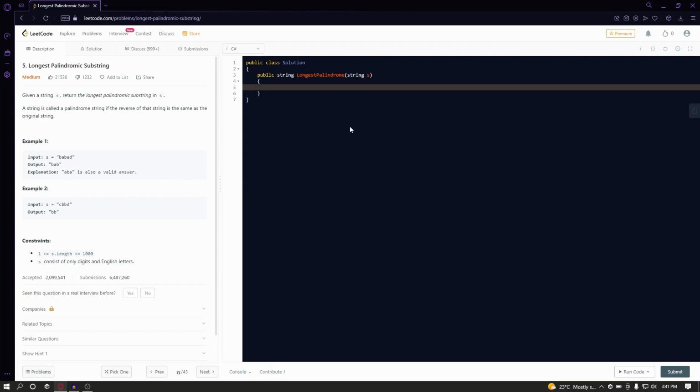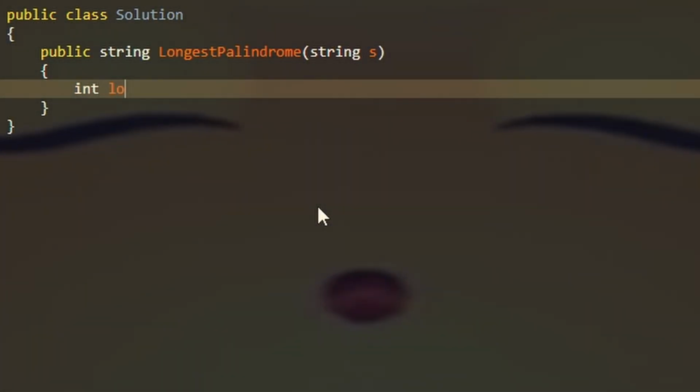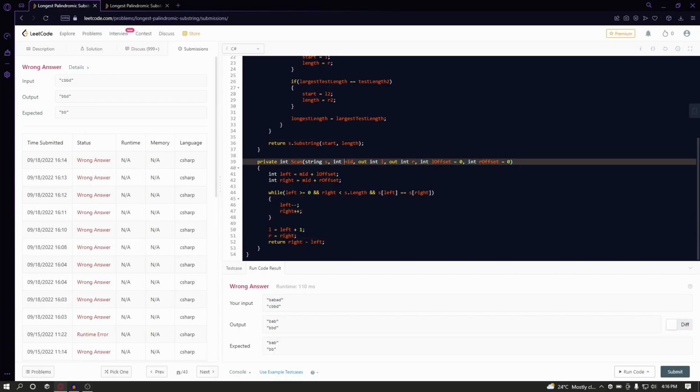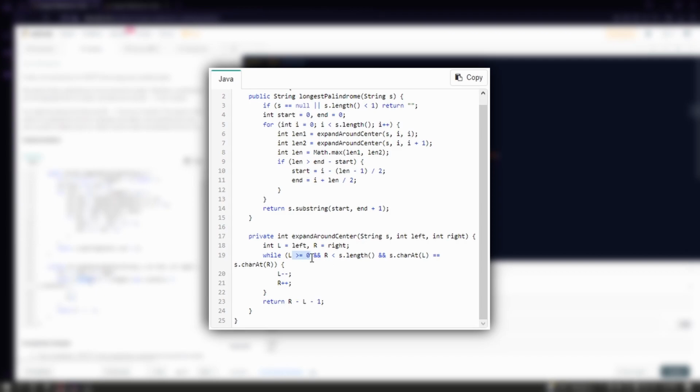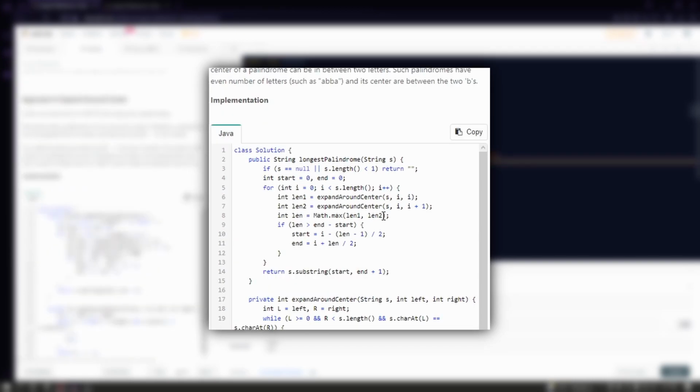So, of course, we're gonna store the longest length. Man, I've been at this for so long. I'm actually gonna give up. Okay, if L is greater than or equal to 0, so I got this part right. Okay, so get the highest length out of the two. After that, if the length is greater than n minus the start, then we set the start to be the index minus the length minus 1 divided by 2?